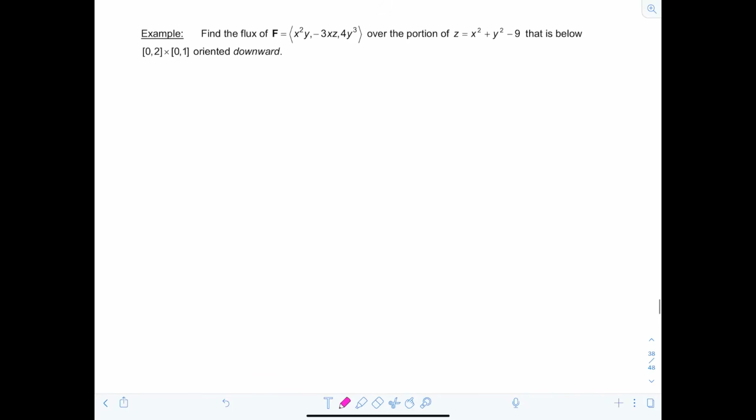So find the flux of the following vector field over the portion of z equals x squared plus y squared minus 9 that's below this little rectangle here, 0 to 2 in the x direction, 0 to 1 in the y direction, oriented downward. So they told us they want it oriented downward. Got it. Okay, what is this surface? It's a paraboloid, and it's been shifted down 9 units. Okay, and I could think of this as my function of x and y, correct?